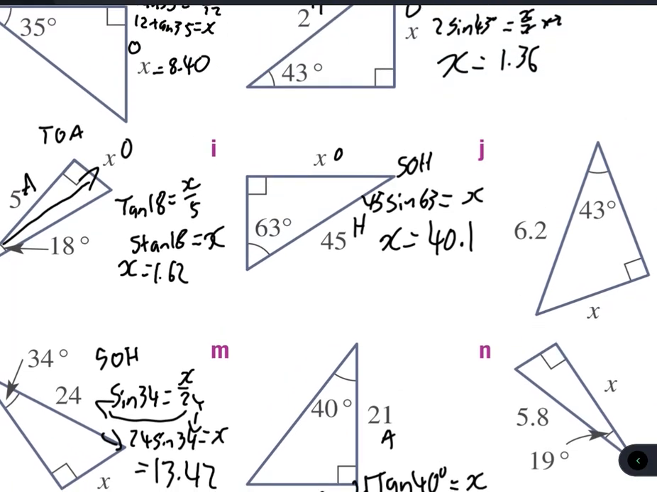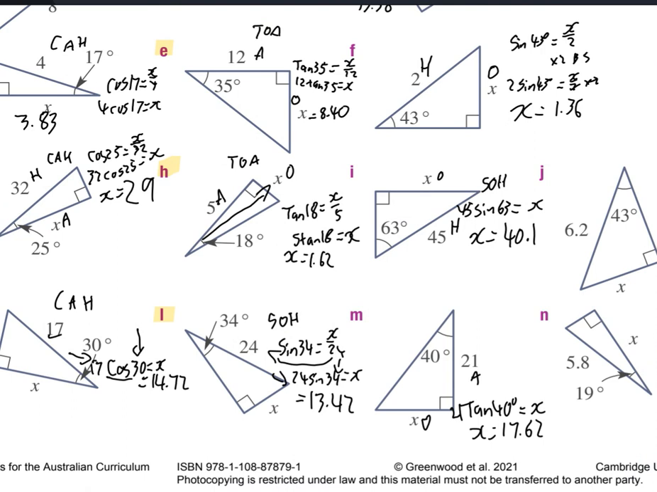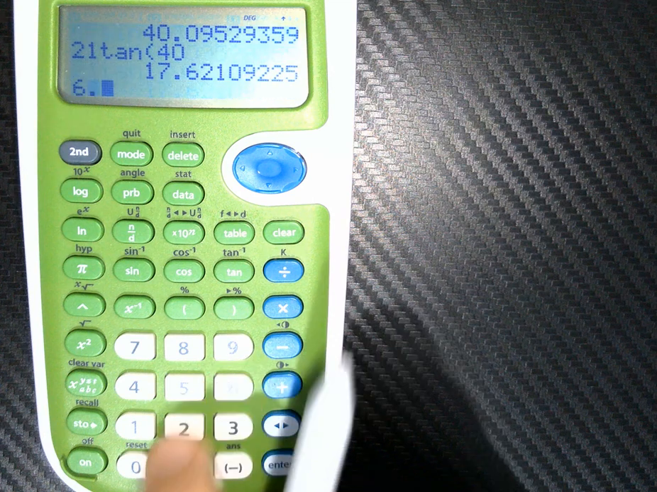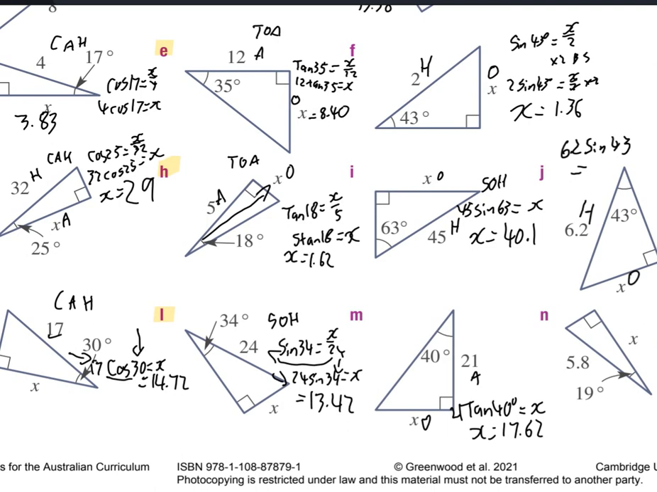All right, and last couple. I can't go any more to the side, so I'm just going to write it in here. What ones do I need? I need opposite and hypotenuse. So that's going to be sine. So for J, it's going to be 6.2 sine 43, and that equals 4.23.